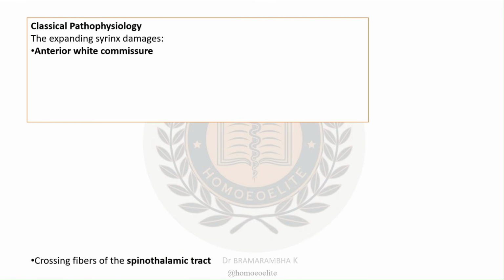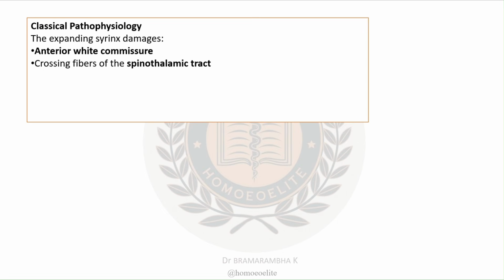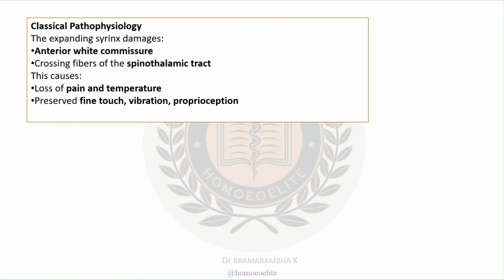So coming to the classical pathophysiology of syringomyelia. Whenever the syrinx is expanding, it causes damage to the anterior white commissure and also to the crossing fibers of the spinothalamic tract. This causes loss of pain and temperature. Previously we saw the function of the spinothalamic tract, both anterior and lateral, so you can correlate here. Pain and temperature are affected, whereas fine touch, vibration, and proprioception are preserved.